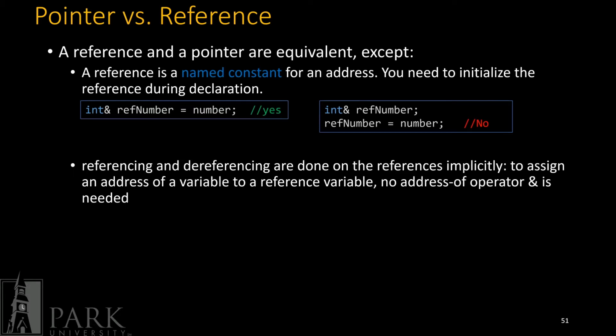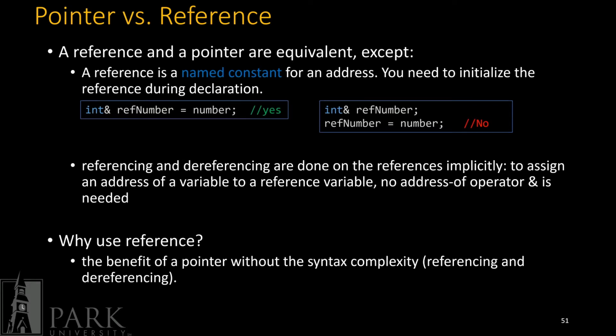You also don't need to use the address-of operator and dereference operator on a reference, as those are done automatically for you. You can also use a reference the same way you use the original variable that it points to. And so you've been doing this all along with reference parameters when you pass them into functions. So here's why we use references. Number one, it provides us the benefit of a pointer without the syntax complexity. And number two, in C++, we use references mostly as reference parameters for a function.